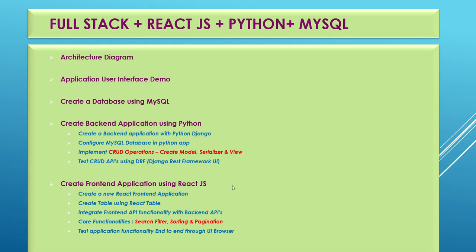Next, we are going to create our front-end application using React.js, and we are going to create a new React.js front-end application using Vite. Next, we are going to create a table using React Table, and we are going to create some functionalities which will integrate our front-end with the backend APIs. Next, we are going to implement some core functionalities like search filter, searching, sorting, pagination, and finally we will test our application end-to-end functionality through the UI in the browser. So these are the steps we are going to implement in a sequence.